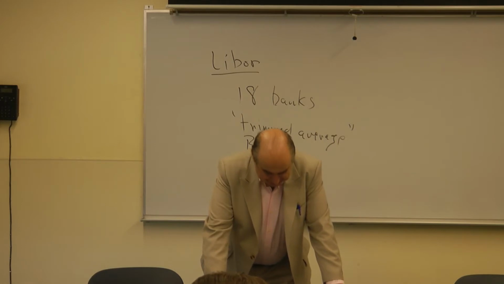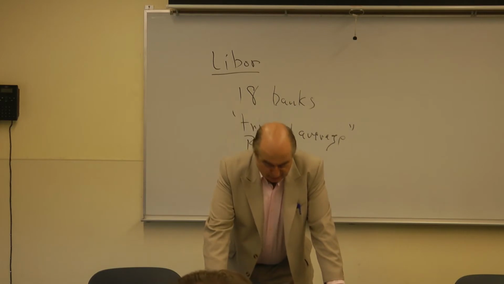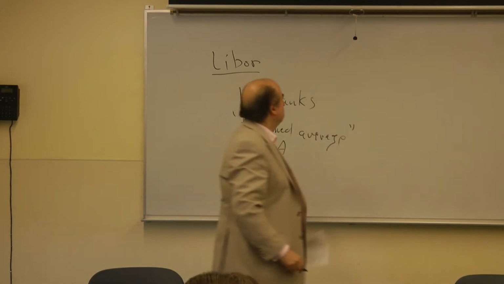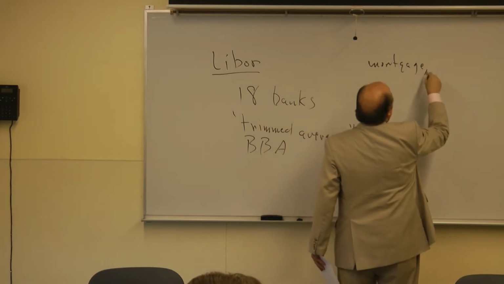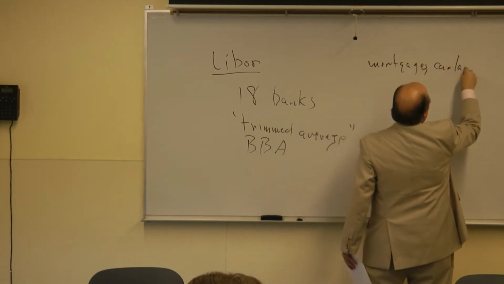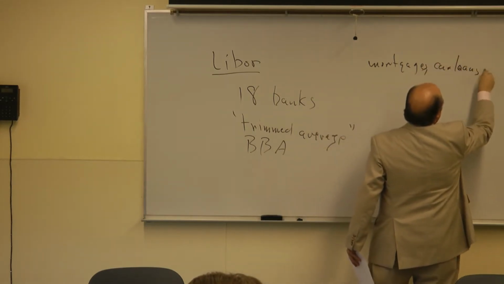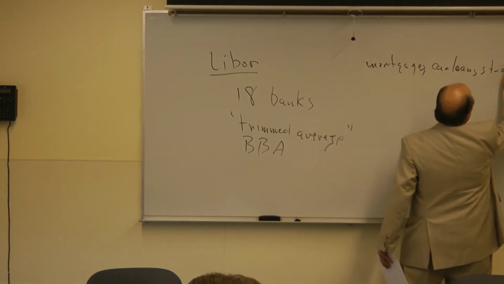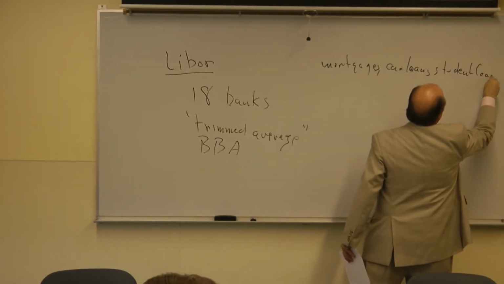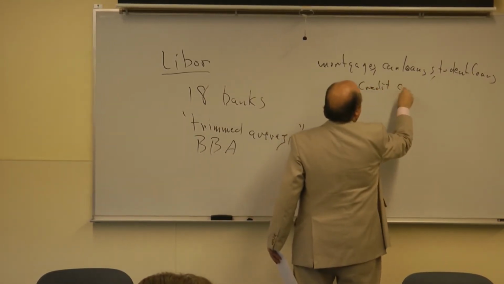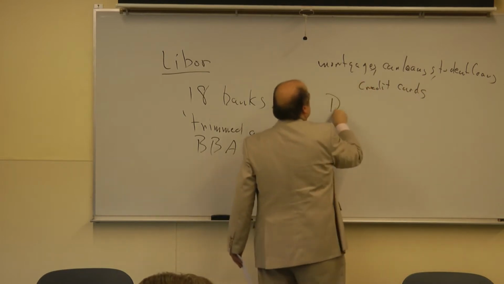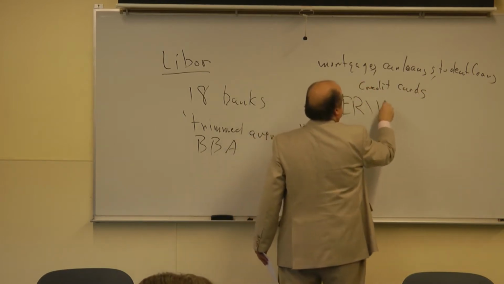How is it used? So you take this base rate, you add some percentage points, and then you price mortgages, student loans, car loans, derivatives. So you use it for mortgages, car loans. I'm writing this up here for a reason. Student loans. How about credit cards? Credit cards. Derivatives.